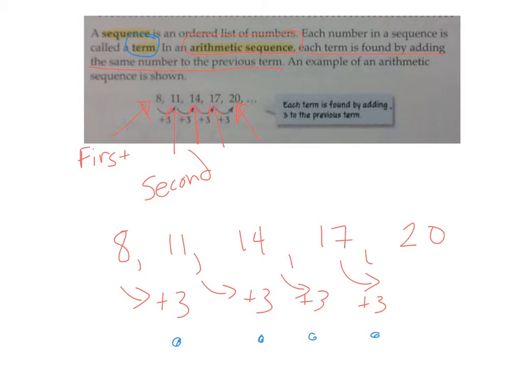There are different kinds of sequences. Some of them ask you to multiply, and some of them ask you to do some algebra. But this is the most basic one. This is an arithmetic sequence.